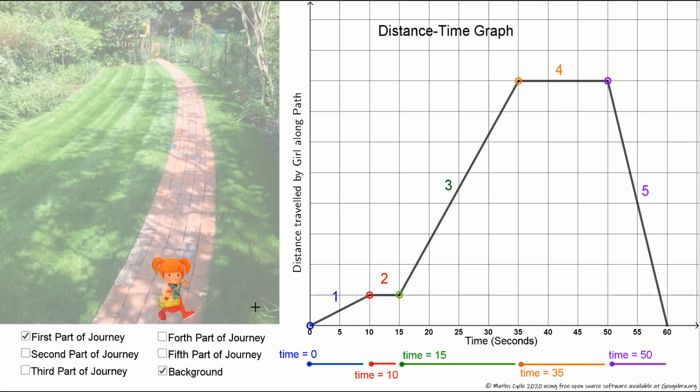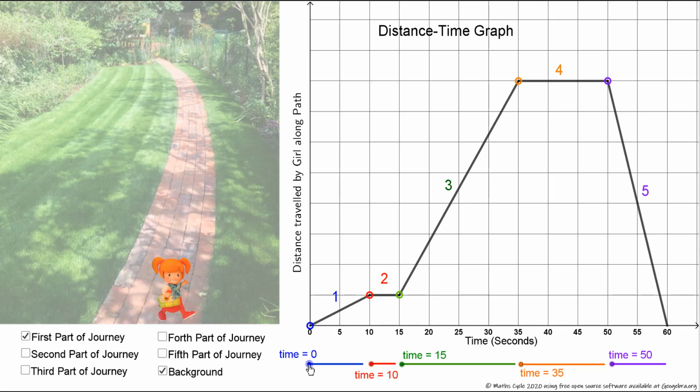And also what we're going to be measuring about Tara's journey is the distance she travels along this path, and it's going to be represented on the vertical axis. So distance traveled by girl along the path. So down here, time is going to start from 0 seconds, and 0 is going to represent that exact moment when Tara steps onto the path.